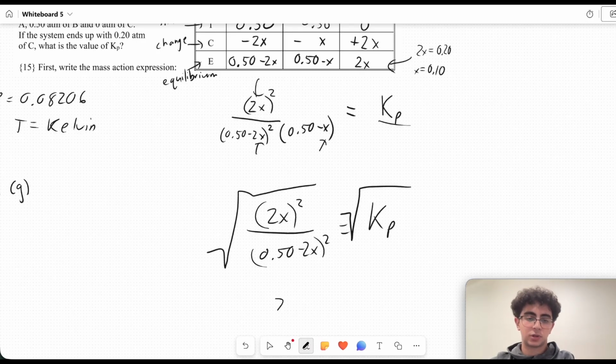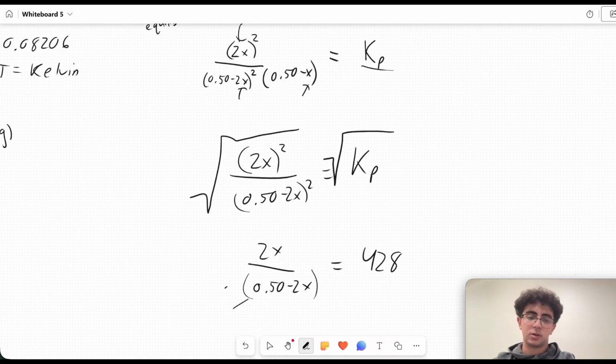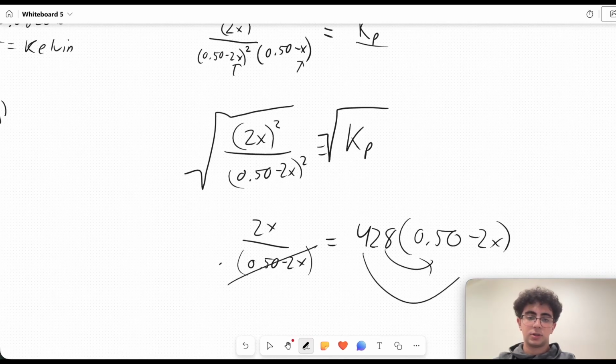When we square root this, it's just going to be 2x over 0.50 minus 2x equals the square root of Kp. And then they would probably give you a Kp. Maybe it's, I don't know, I'll just say 428 randomly. And then this is just a linear expression. You'll just multiply this on both sides, and then distribute this, and then solve for x. Basic algebra from here.